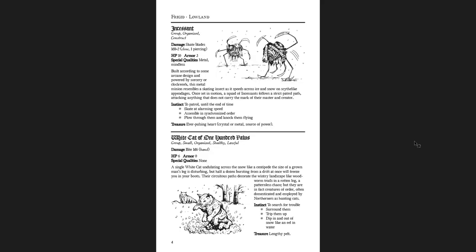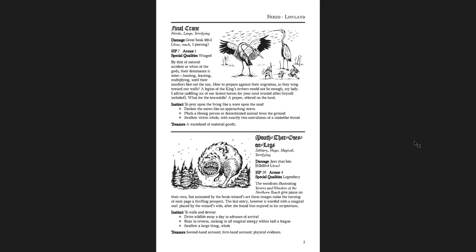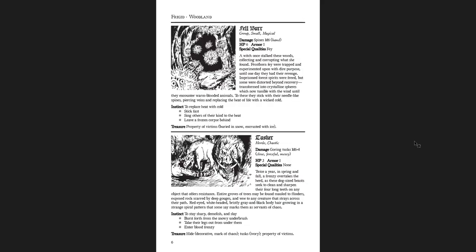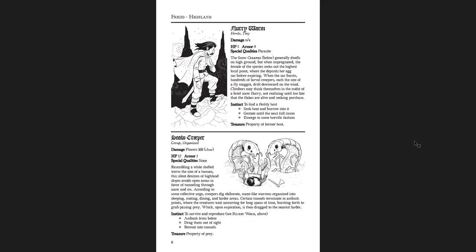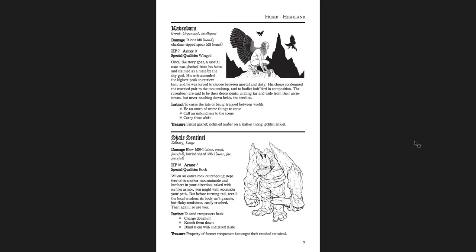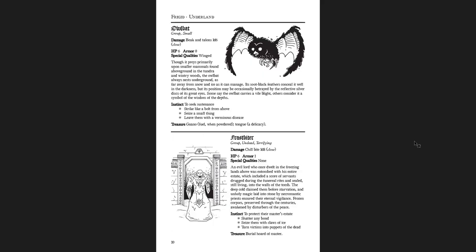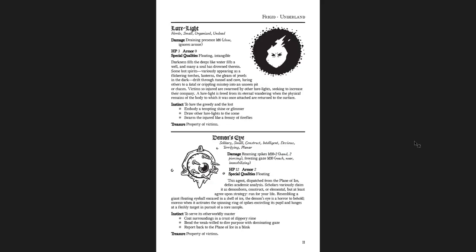The incessant, the white cat of 100 paws, the final crane, the mouth that goes on legs, the fell burr, the tusker, the rime drake, the angel of ice, the flurry worm, the snow creeper, the ravenborn, the shale sentinel, the owl bat, the frost biter. I mean, these names are so good, and they draw you right in, along with a little piece of art for every creature, just to give you a sense of what it is, and its stats.